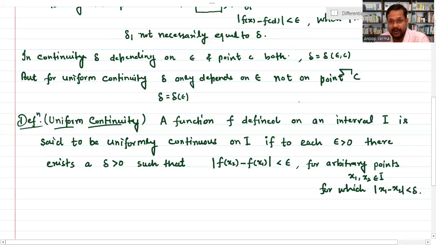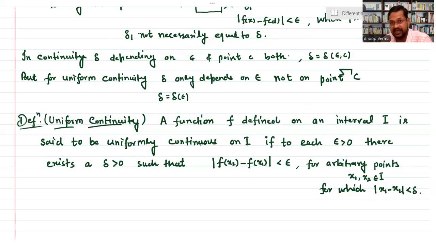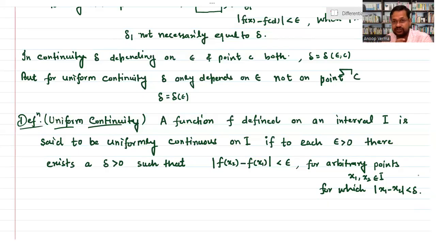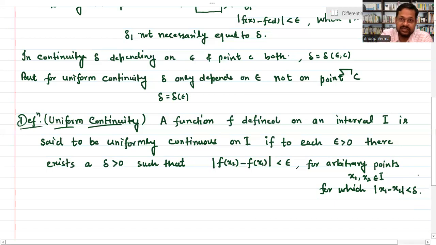A function f defined on an interval I is said to be uniformly continuous on I if for each epsilon there exists a delta such that mod of f(x2) minus f(x1) is less than epsilon for any points x1, x2 such that mod of x1 minus x2 is less than delta. Okay, so this is the definition, and what it actually means is that the delta is not depending on the point throughout the interval. So this is that type of function. It's called uniformly continuous, and in continuity, it depends on the points as well.